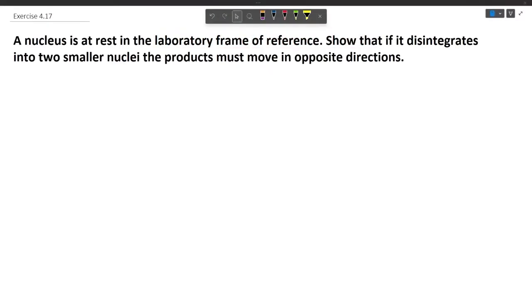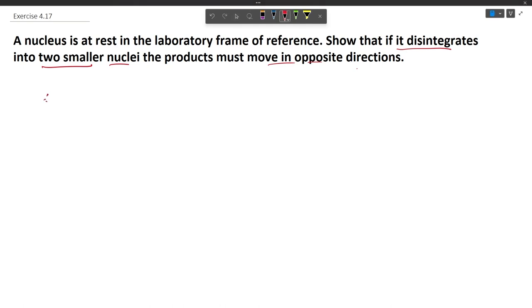The question says that a nucleus is at rest in the laboratory frame of reference. Show that if it disintegrates into two smaller nuclei, the products must move in opposite directions. So the question is underlining the law of conservation of momentum, which states that the total momentum of a system of interacting particles is conserved.